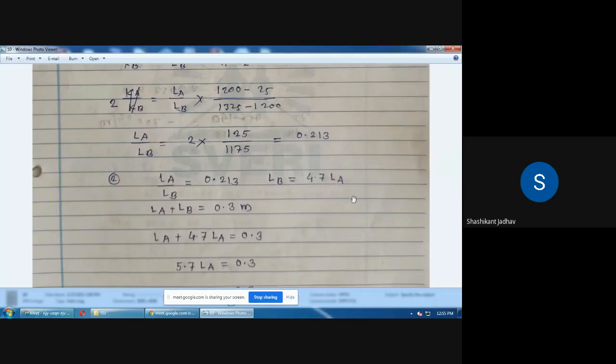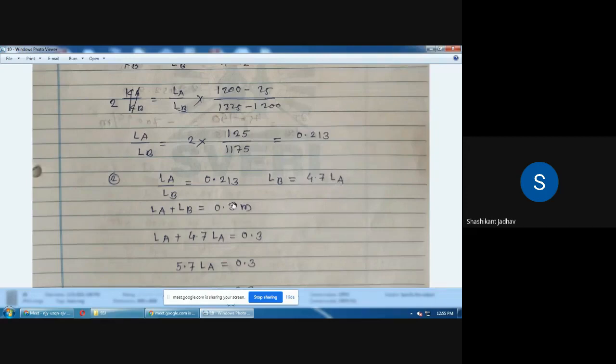And the total thickness of the layer A and B is given. That value is equal to 300 mm. So 300 mm converted into meter is 0.3 meter. So the thickness of both layers is given, that is 0.3 meter. So LA plus LB is equal to 0.3 meter. And what is the value of LB? LB is in the form of LA, that is 4.7 into LA.